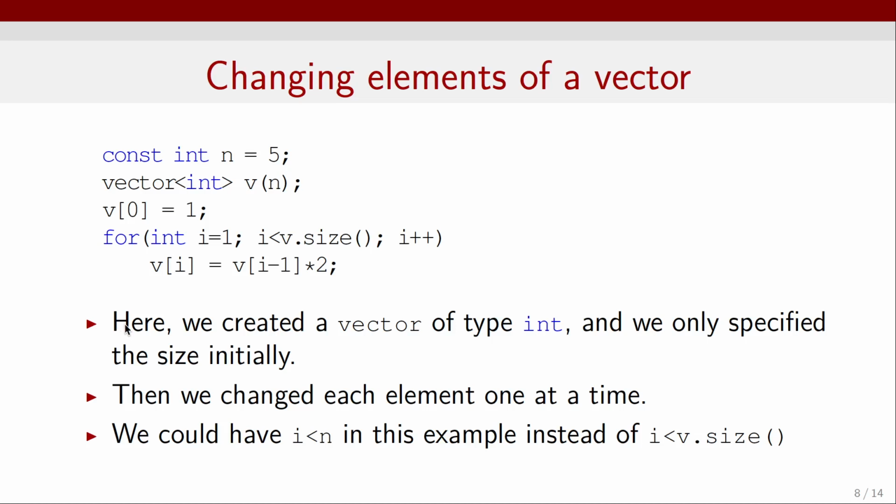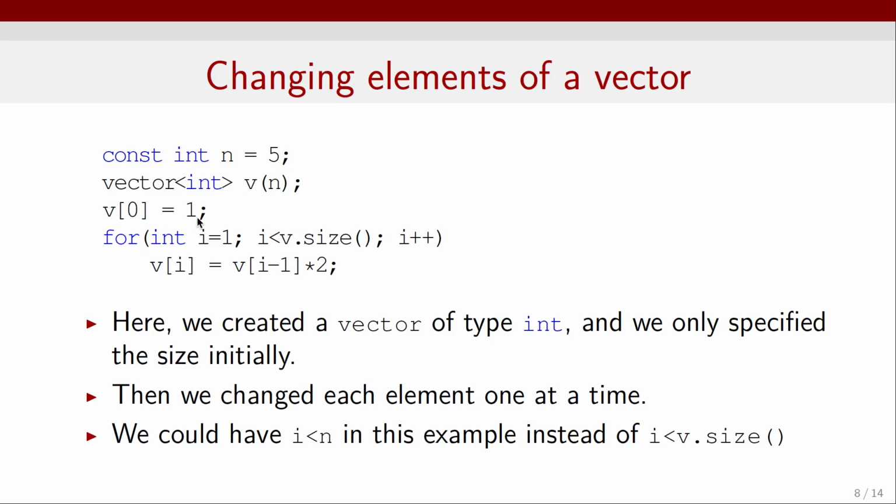If I want to change the elements of a vector, this is one way to do it. In this case, again, I declare an integer n equals 5, and then I declare a vector of integers, v of n, so that will create a vector with 5 slots in it, but the slots will be empty. So for now, we have created a vector of 5 elements, but we haven't defined the elements yet. Then I can define the first element by saying, for example, v of 0 equals 1. That will make the first element equal to 1.